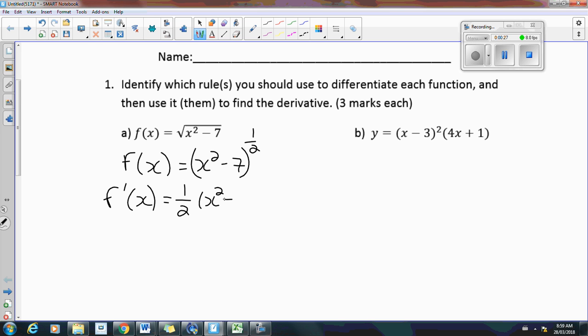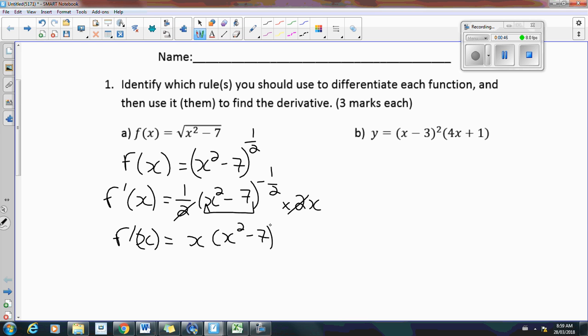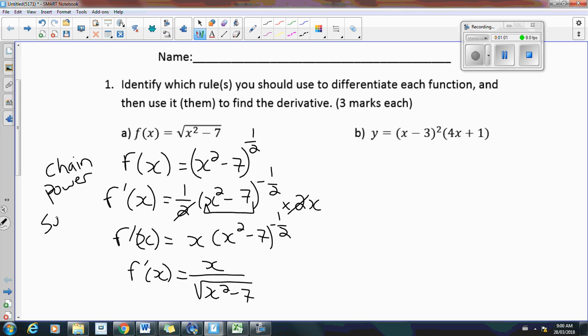The input stays the same. We subtract 1 from the exponent, so we get negative 1/2. Then we have to multiply by the derivative of this input, which is 2x. So to simplify this, those 2's can cancel out. So we can have f prime of x is equal to x times (x squared minus 7) to the negative 1/2. And if we wanted to rewrite that, you'd probably see it written like this. So again, the rules we used here are chain rule, power rule, and sum difference rule.